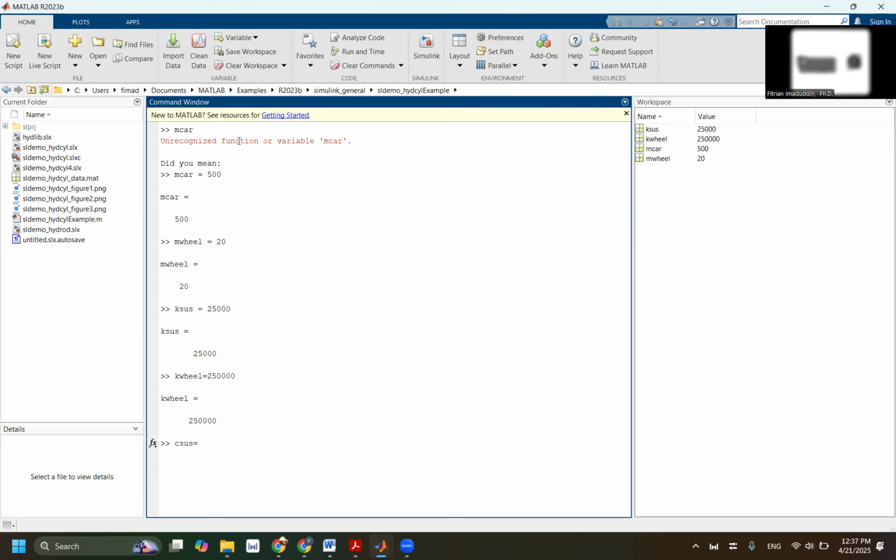What is the C value? I'm guessing it's about 1,000 or 2,000. 2,000? Okay. Let's say 2,100. Okay. C of the suspension is 2,100. C wheel.